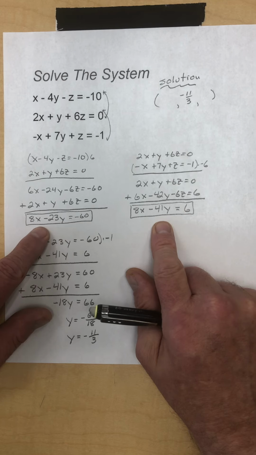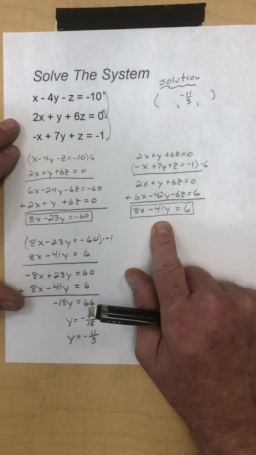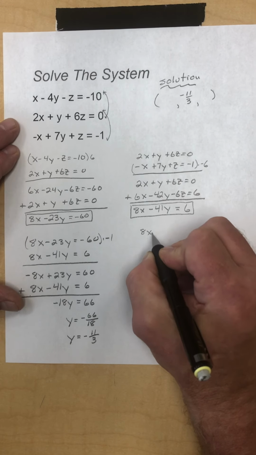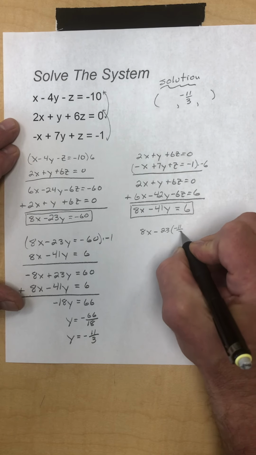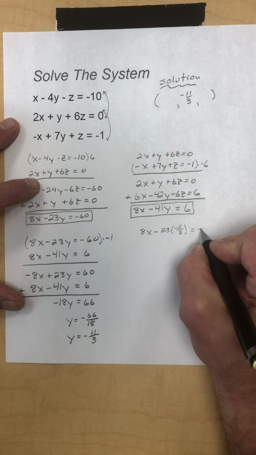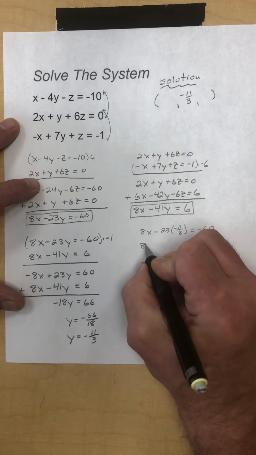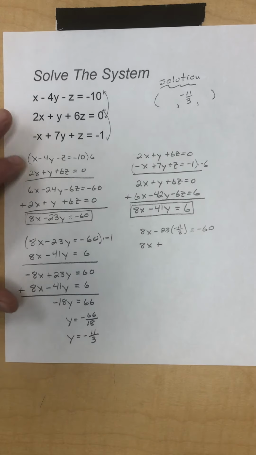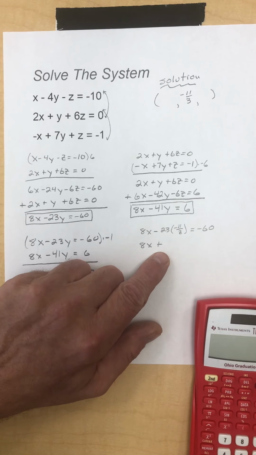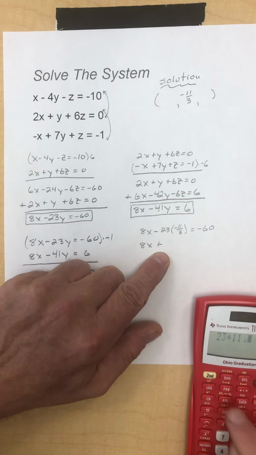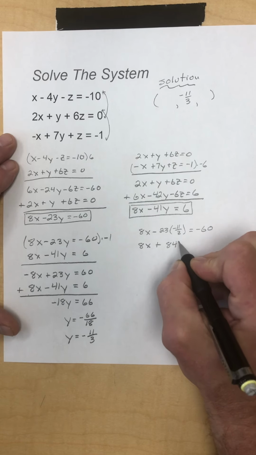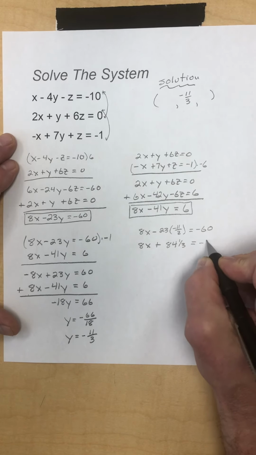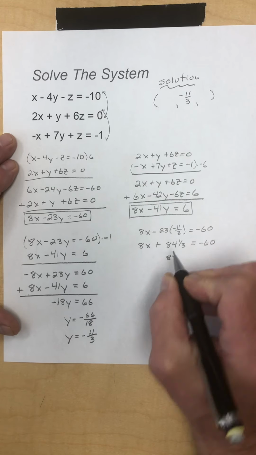So I'm going to go with this one right here. Okay, so I get 8x minus 23 times negative 11/3 equals negative 60. So I get an 8x, that'd be plus. I'm going to use my calculator. So let's see, if I go 23 times 11 thirds, I get 84 1/3 equals negative 60. So I get 8x.